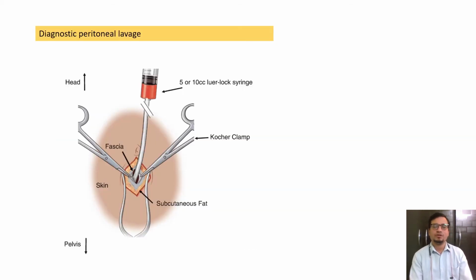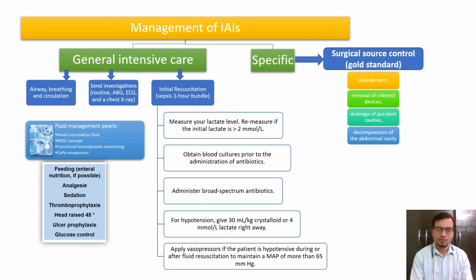So then go for diagnostic peritoneal lavage in a few of the patients, where you make an opening in the peritoneum and push 10 cc of saline, and then you aspirate and send it for analysis. If it is showing more than 500 per cubic cc of neutrophils inside the peritoneal lavage, that is suggestive of peritonitis. So how will you manage?